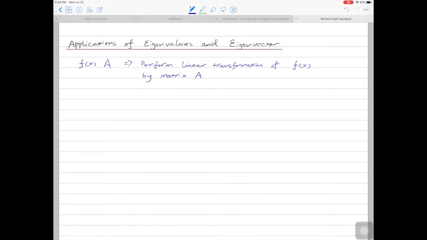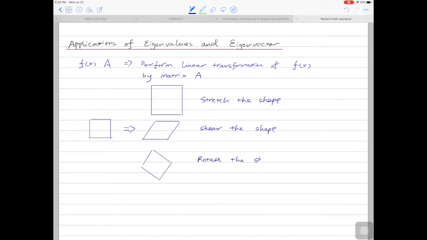If the function f(x) describes a square, the linear transformation can do three things. It can stretch the shape, it can shear the shape, it can rotate the shape. However, it cannot bend the shape. You cannot get this shape from linear transformation.